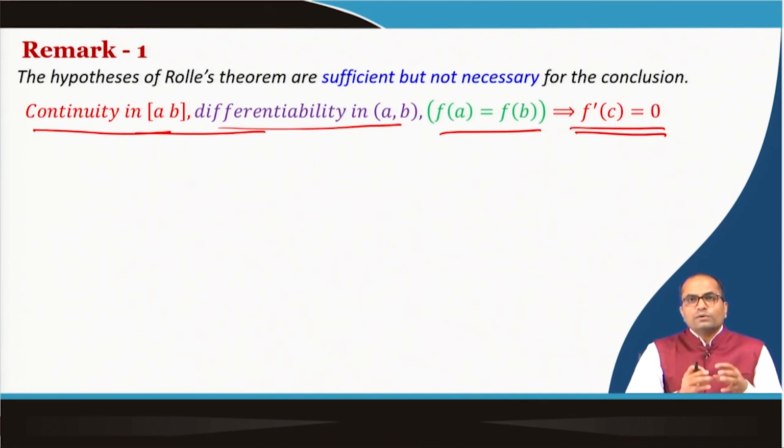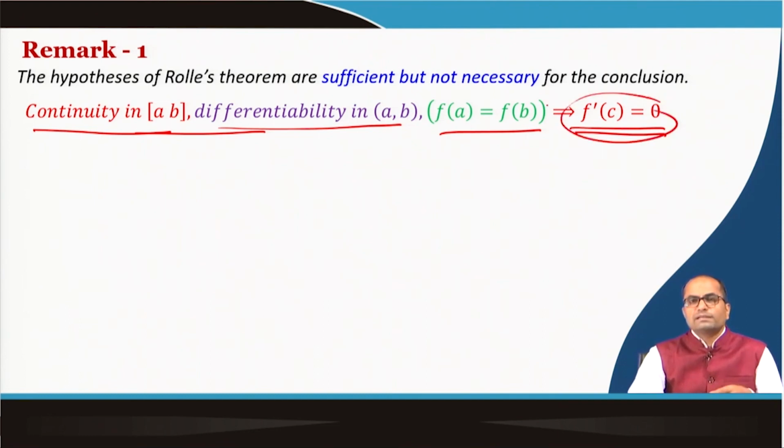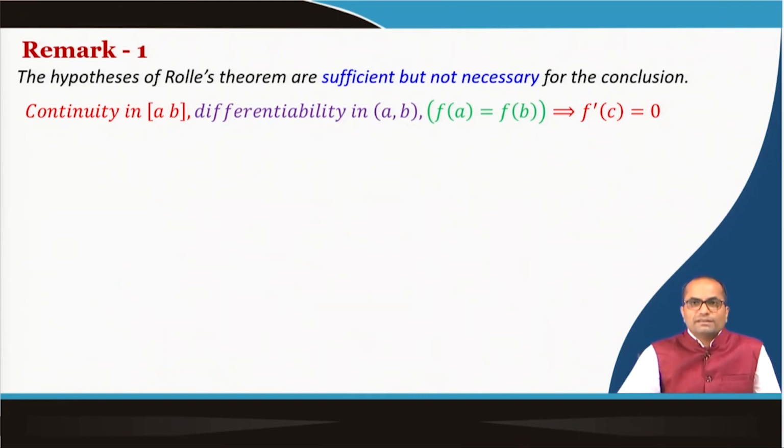So, if these conditions hold, definitely we have such a point where the derivative vanishes. But if one of these conditions does not hold, then the derivative may be 0, may not be 0. We cannot conclude anything, because these are not necessary conditions for such conclusions. They are sufficient, they are more than what we actually need, because this conclusion can be there without fulfilling any of these conditions. But Rolle's theorem says that if these conditions are met, then definitely we have such a point where the derivative will vanish.